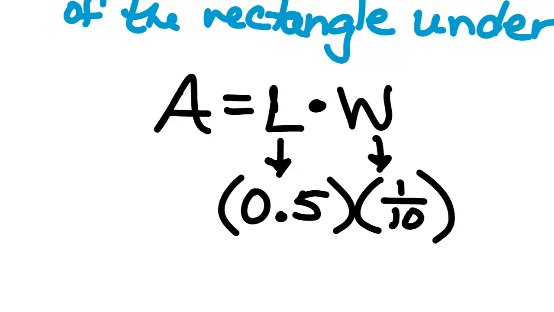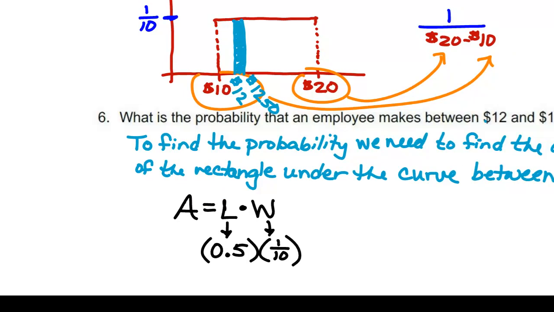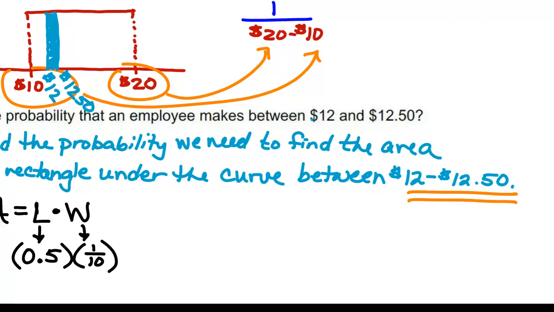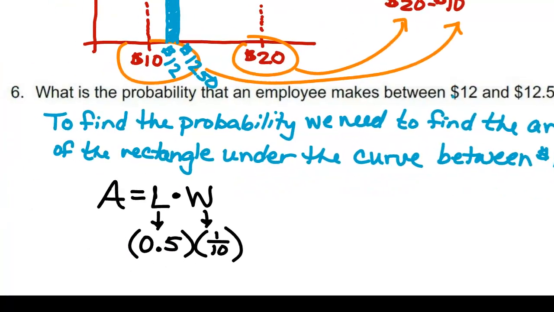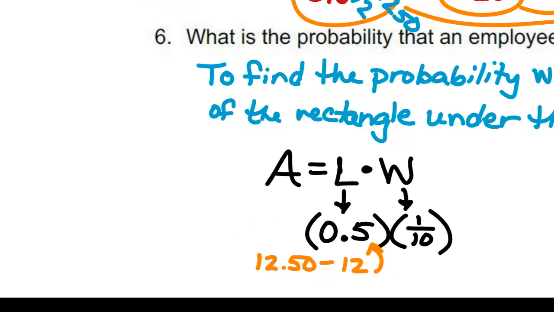Would it matter if I flip those around the other way? No, we're multiplying them. So if you called 0.5 the width and the length 1/10, it does not matter. Yes. 0.5. We need the length in between 12 and 12.50. So if I do 12.50 minus 12, that's how I get that, because I want to go in between those two. Does that help?